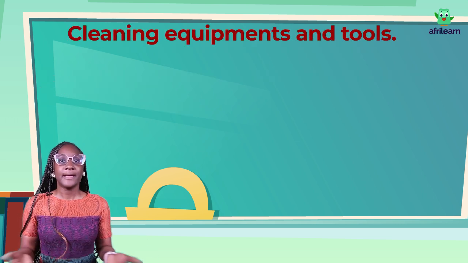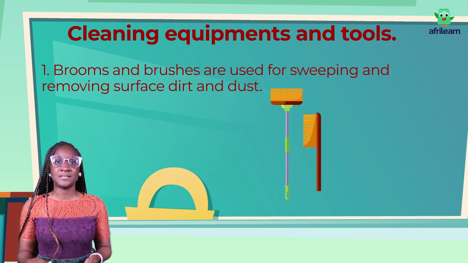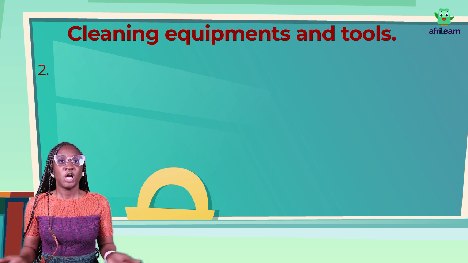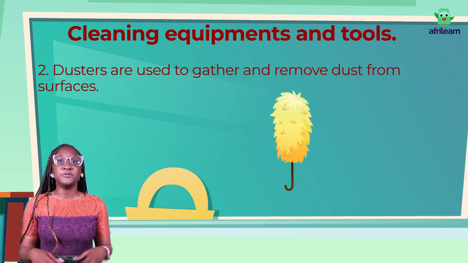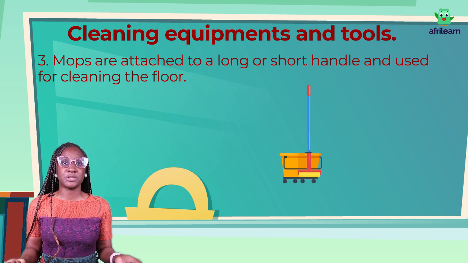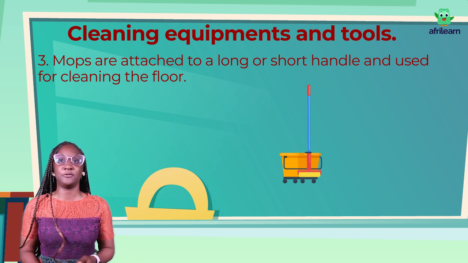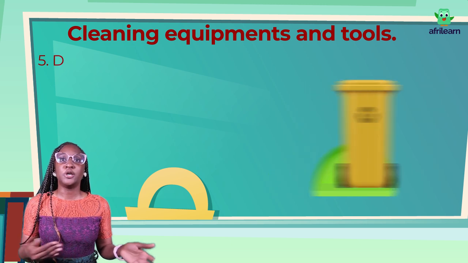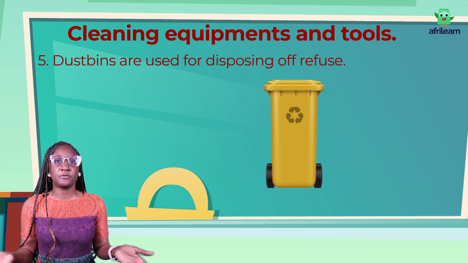and tools. Here we have brooms and brushes that are used for sweeping and removing surface dirt and dust. Dusters are used to gather and remove dust from surfaces. Mops are attached to a long or short handle and used for cleaning the floor. Dustpans are used for gathering dust and dirt. Dustbins are used for disposing of refuse.